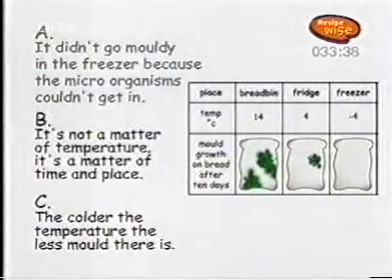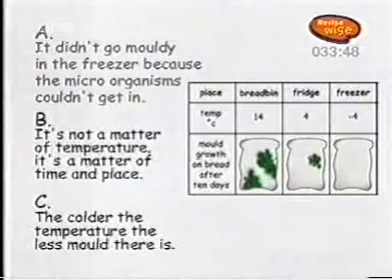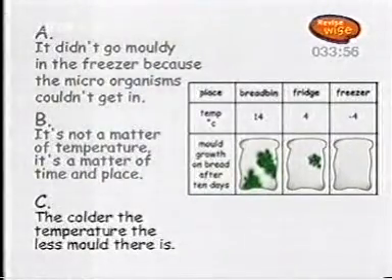When I put my slice of bread in the warm airing cupboard, it got very mouldy. This is because the growth of microorganisms is related to the temperature. The warmer the temperature, the quicker they grow, unless the temperature's too hot, and then it kills the microorganisms. So answer B isn't right, because the mould growth doesn't just depend on the time you leave a piece of bread lying around or where you leave it.